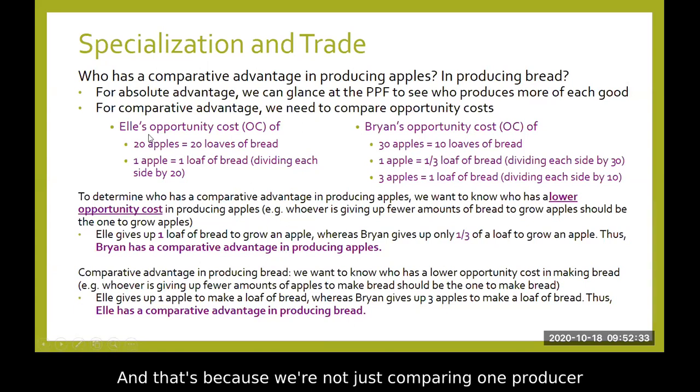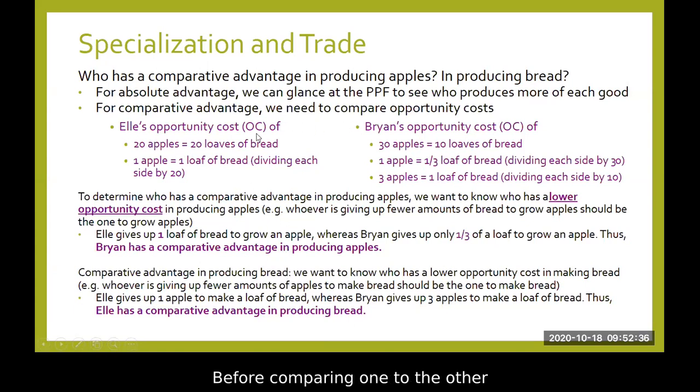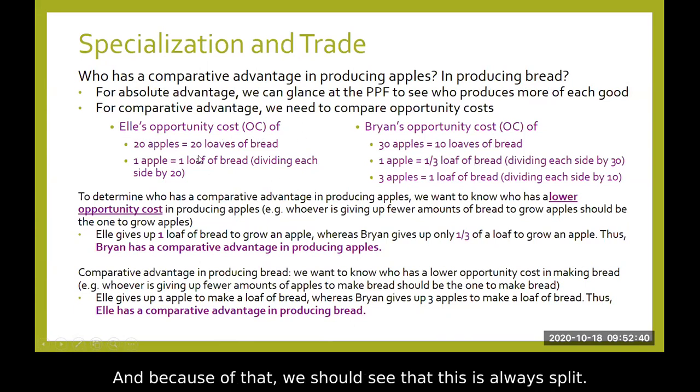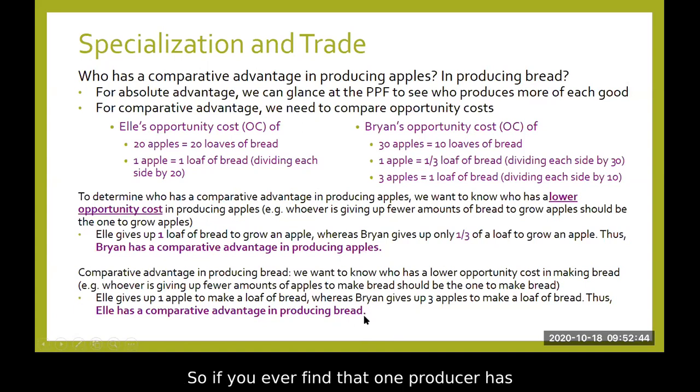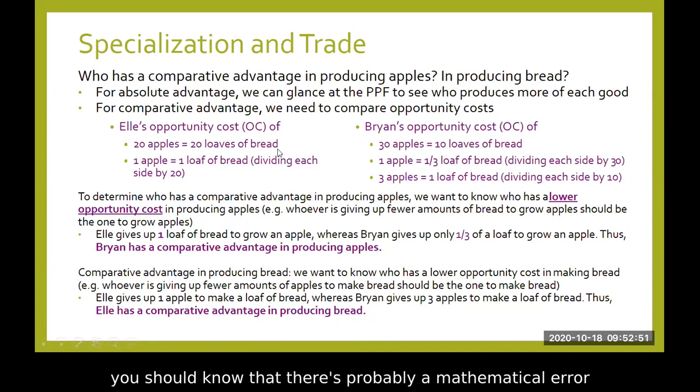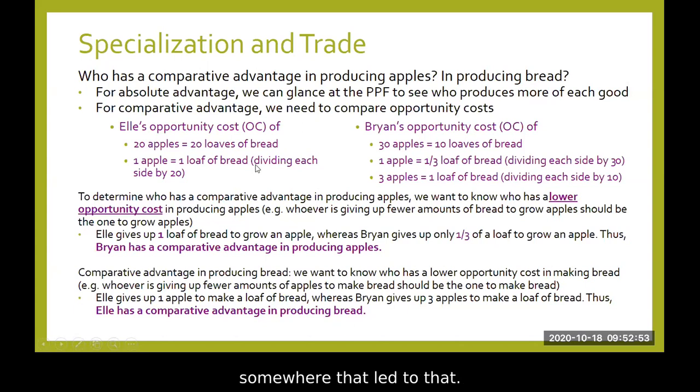And that's because we're not just comparing one producer to the other. Before comparing one to the other, we're comparing their own production of the two goods. And because of that, we should see that this is always split. So if you ever find that one producer has a comparative advantage in both products, you should know that there's probably a mathematical error somewhere that led to that.